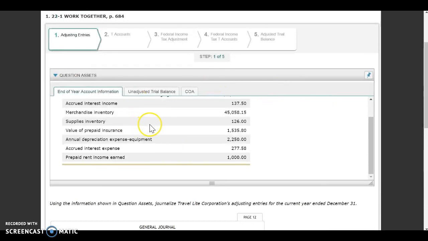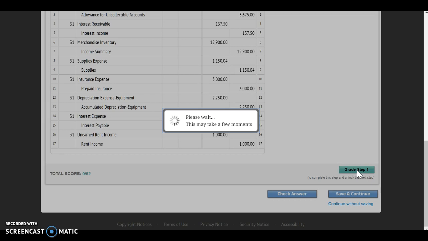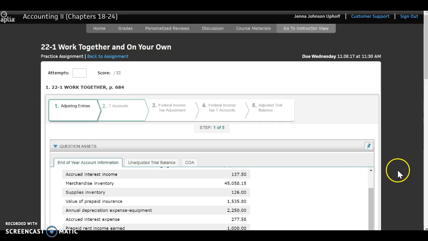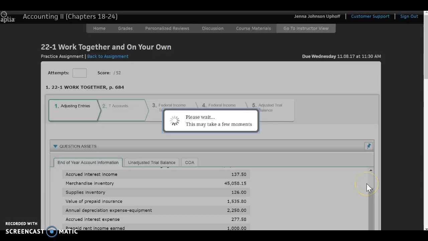Okay, so those are all of my adjustments that are listed right here. I'm going to say grade step 1. Okay, now I'm going to go on to my next step.